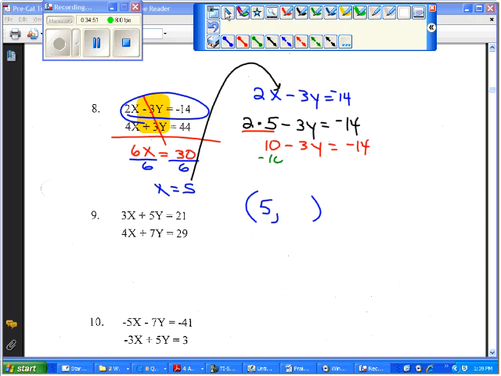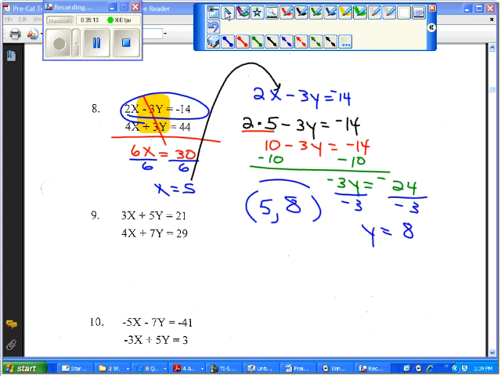Now we can start undoing the 10 with a minus 10. And we get negative 3y is equal to, when you add or subtract with the same sign, you add and take the common sign, negative 24. And then we're going to undo multiplication by division. Divide with the same sign, answers positive 8. And so the solution is 5, 8.